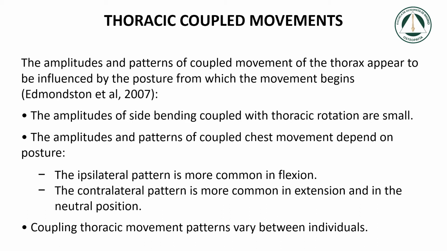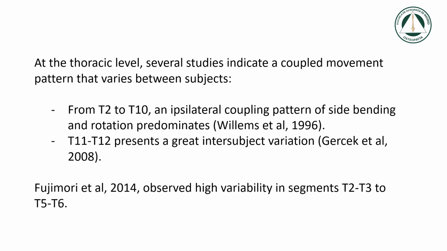Ipsilateral pattern is more common in flexion. Contralateral pattern is more common in extension and in neutral position. Coupling thoracic movement patterns vary between individuals. At the thoracic level, several studies indicate a coupled movement pattern that varies between subjects.